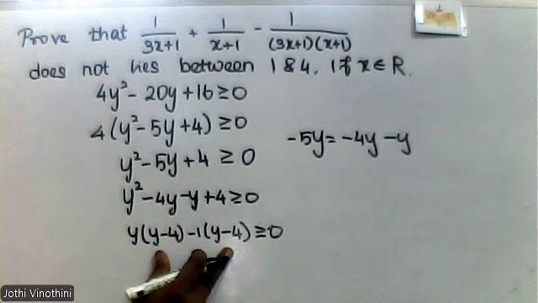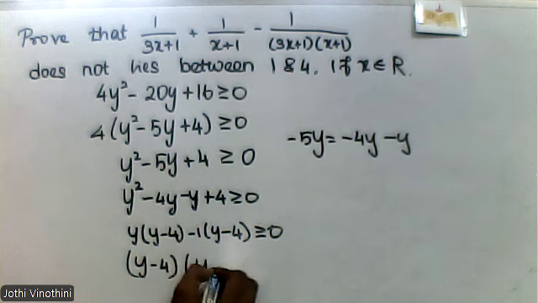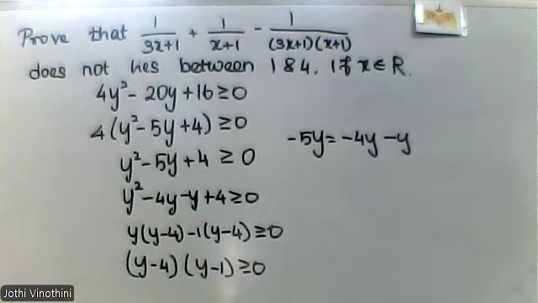So see, in both the terms we have y minus 4, so I am taking this out. y minus 4 multiplied by y minus 1 greater than or equal to 0. Okay? So we have almost solved the sum. I will give you 1 minute so that you can copy this and we will move to the next and final step.